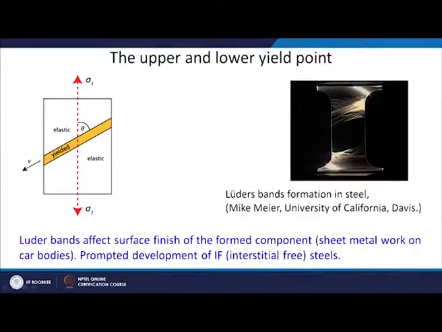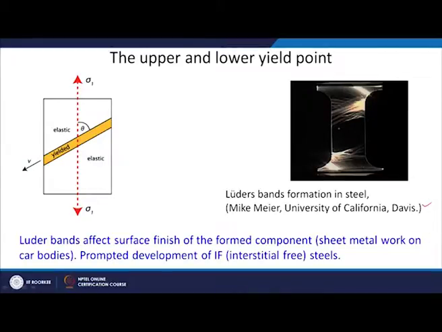In some aluminum alloys you will see yield point phenomena. So, the upper and lower yield point. If you see, this is an actual image of a Luder band formation in steel; the source is also given here. You can see how they form and progress over each other, and then they will consume the whole material.